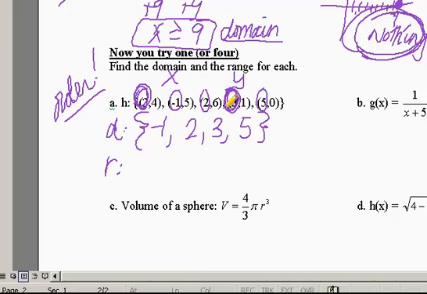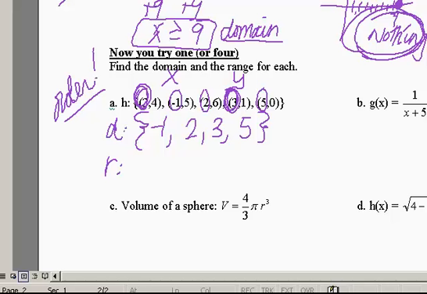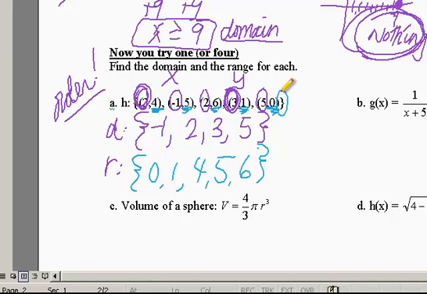Let me also change my color for a second. Let's talk about range, which are those y values: 4, 5, 6, 1, and 0. Again, I'm going to put those in order: 0, 1, 4, 5, and 6. And I'm going to put those brackets outside as well. As you're looking at them, if they start with these little braces or brackets, they also have to be included in the domain and range.